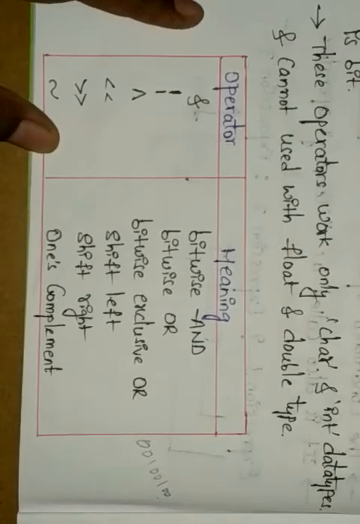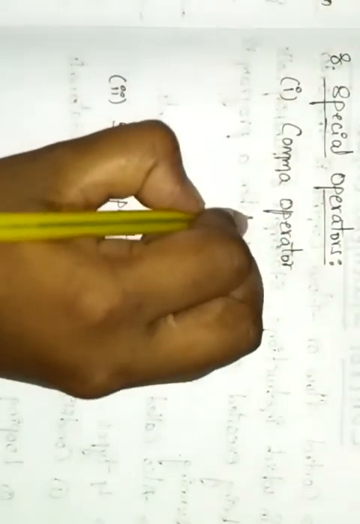And the last one, we have the special operators. In the special operators, again we have three types: the comma operator, the sizeof operator, and the member selection operator. The comma operator is in the form like this. It has the lowest priority compared to all the operators. And this operator is used to separate related expressions.